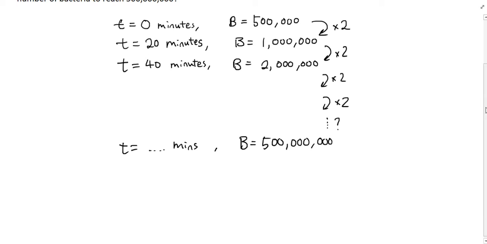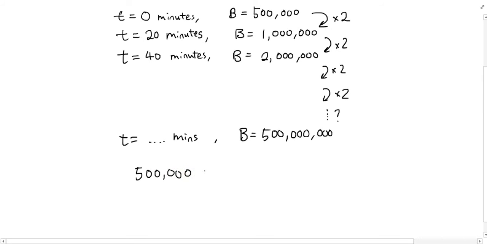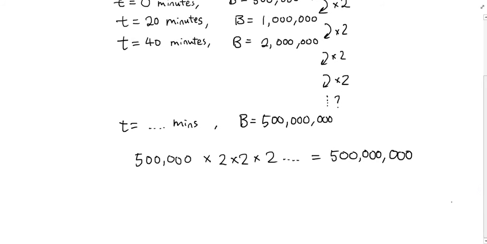Okay, so we want to slowly start to develop an equation. The equation will look something like this. We've got 500,000 bacteria initially, and we keep multiplying it by 2 however many times until we have 500 million bacteria. But we don't know how many times we have to multiply it by. So what we're going to do is rewrite that as 500,000 times 2 to the power of n equals 500 million.